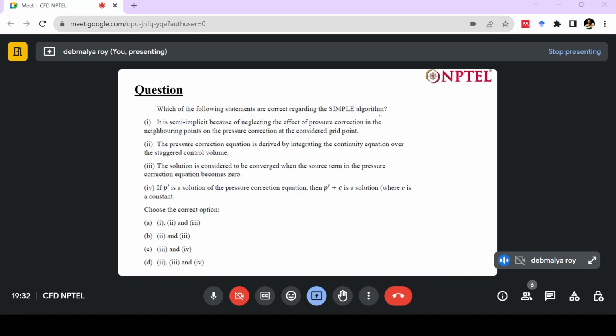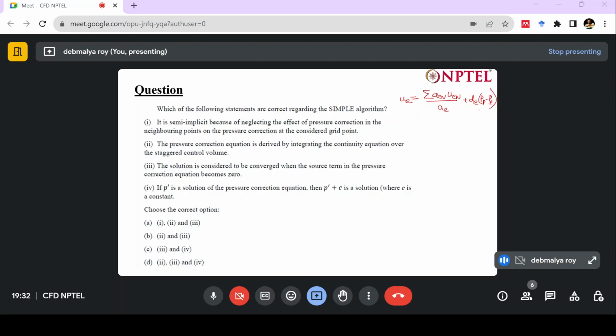If you look at the derivation of the simple algorithm, then what you will find is what is generally being done. You have this u is equal to, you have this summation. These are neighboring points, u e neighbor, if this is at an e point, divided by AE plus BE, PP minus P.